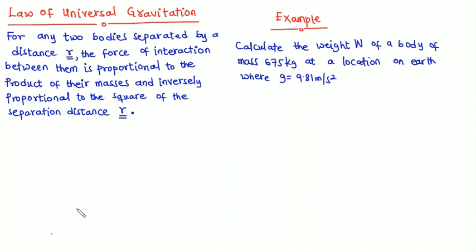In this video, you are going to learn about Newton's law of universal gravitation. This law states that for any two bodies separated by a distance r, the force of interaction between them is proportional to the product of their masses and inversely proportional to the square of the separation distance r. Let's look at what this law means.